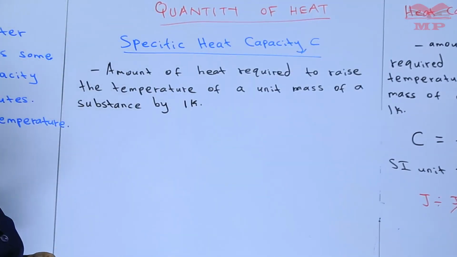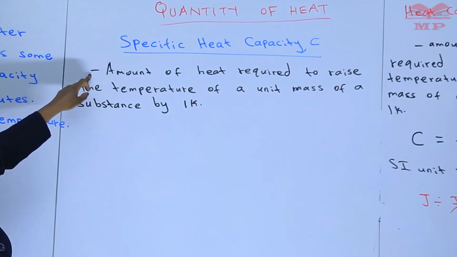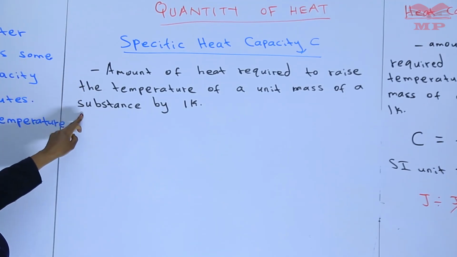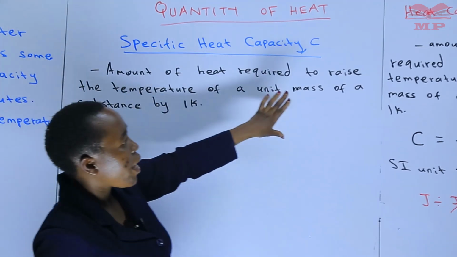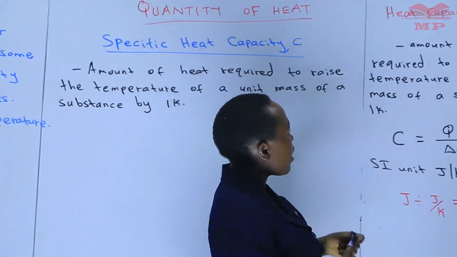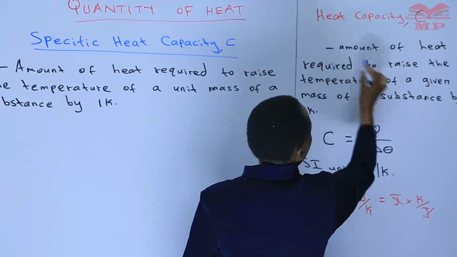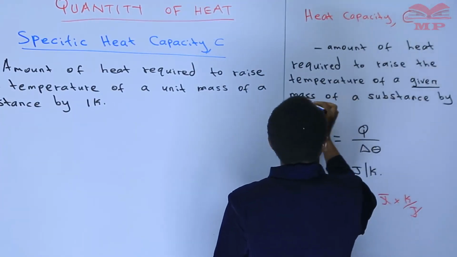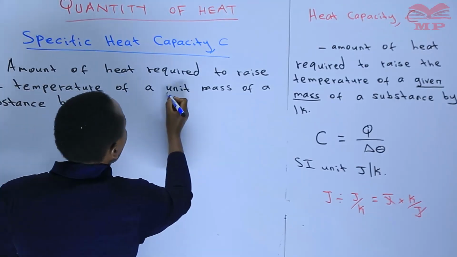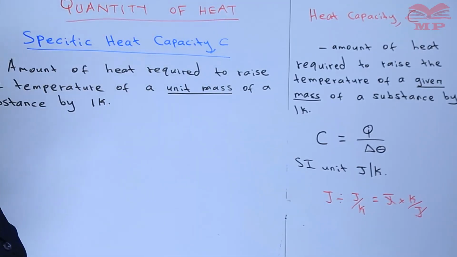Now look at this definition. We are saying specific heat capacity is the amount of heat required to raise the temperature of a unit mass of a substance by 1 Kelvin. Now if you look at this definition and you look at the definition for heat capacity, what is the difference? This is where the difference is. For heat capacity, we are talking of a given mass of a substance. But in specific heat capacity, we are talking of a unit mass of a substance. So make note of that.